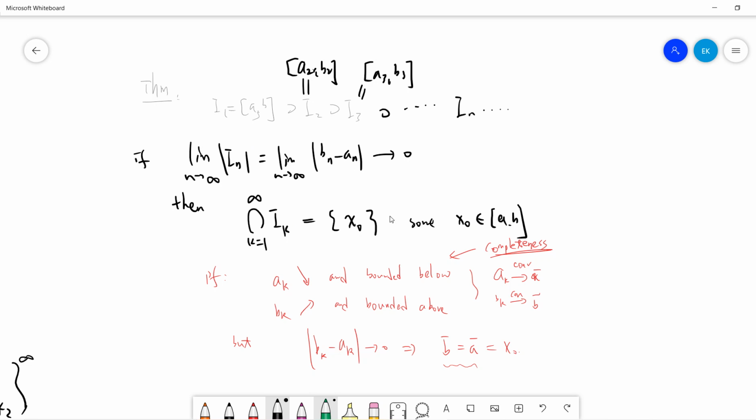Suppose you work with the rational numbers. Then the intersection may finally hit some point, but that point will not be rational. So the property of the real numbers is shown exactly in this example.